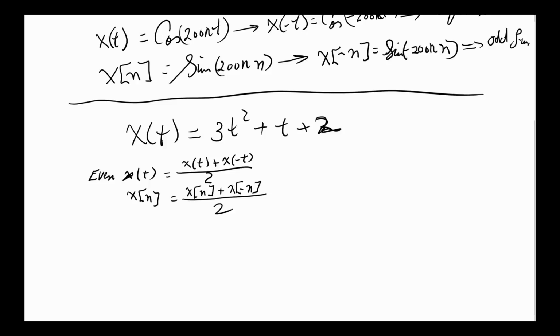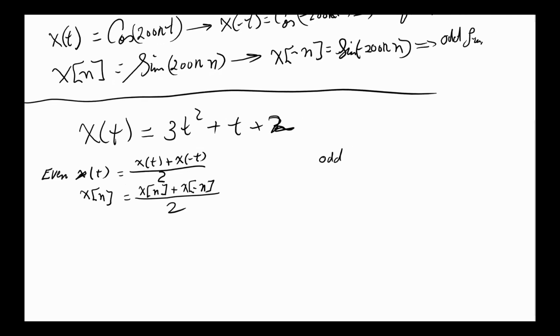Okay, now the question is, how about odd? Well, for odd, all I have to do is, if you want the odd part of x of t, take x of t minus x of minus t, divided by 2. The even part subtracts and falls off. The only thing left is the odd part. You have 2 of them, divide by 2, you get the right answer. And then of course x of n is a variation on the same thing.